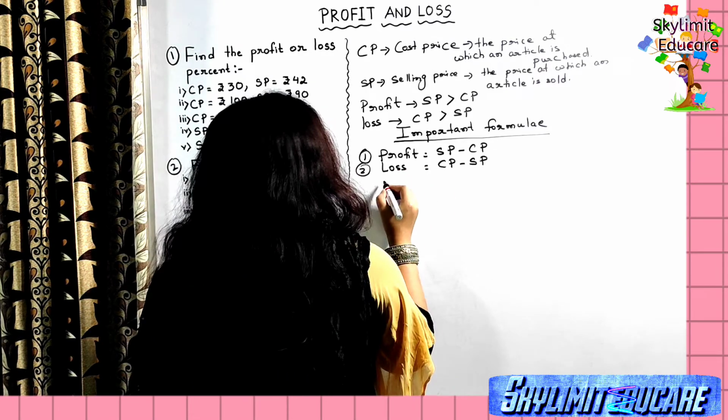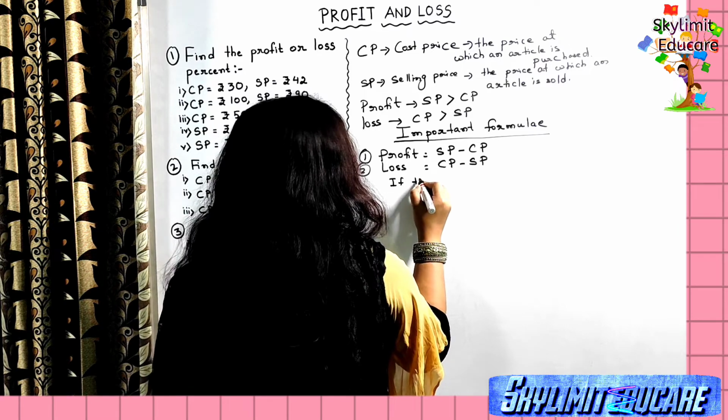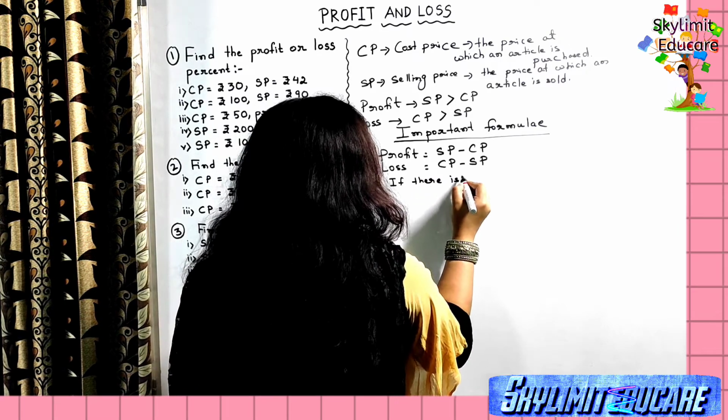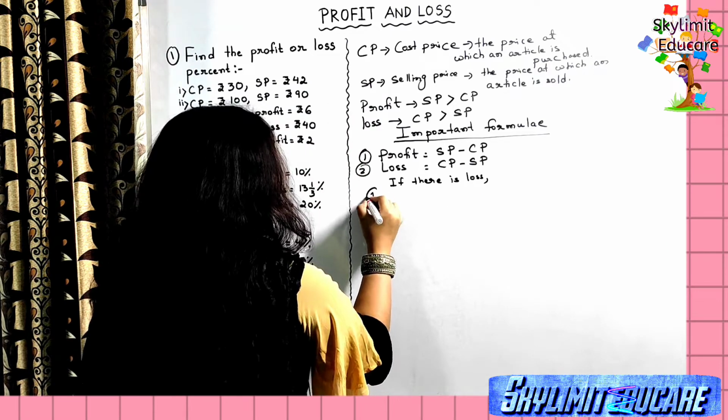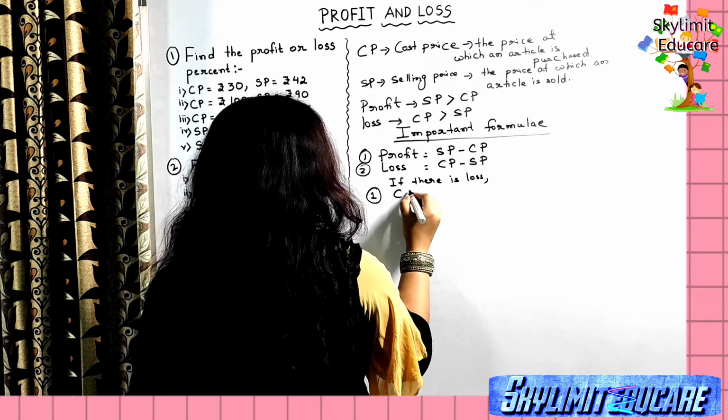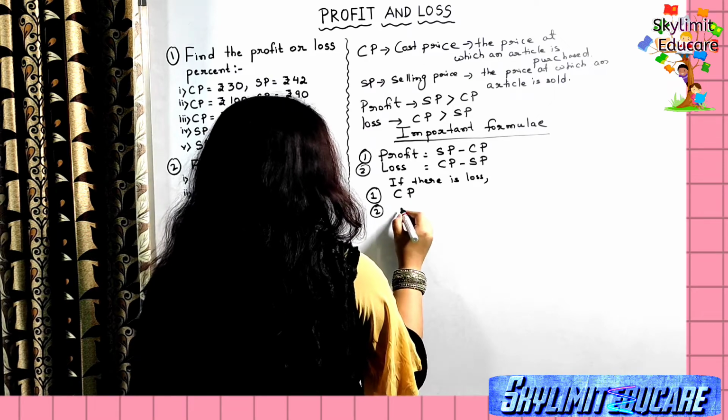Now students, if you are given a loss, if there is a loss, then you have separate formulae for cost price and selling price.